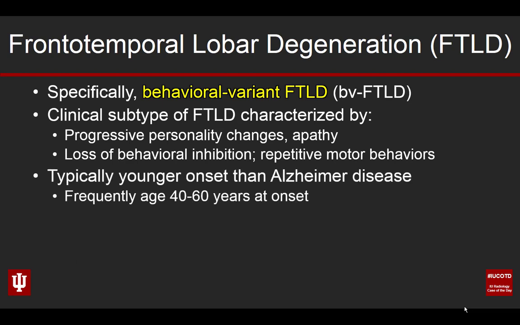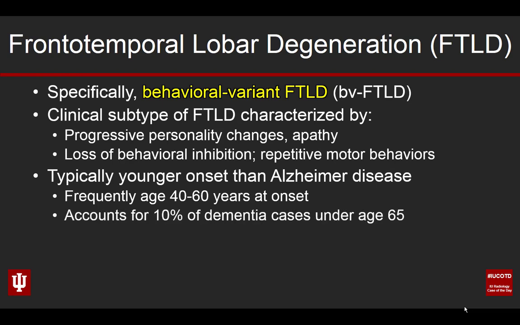Typically, these patients will present younger than Alzheimer's disease patients. Frequently, these are in the age 40 to 60 range. It gets a little bit more tricky once you get into the 60s, the mid-60s, because then clinically there's some overlap with Alzheimer's disease. Alzheimer's patients certainly can have personality changes, apathy, and even some of the behavioral inhibition as well, but not quite to the degree, not as classic as you have with frontotemporal lobar degeneration. So just keep in mind it may be a younger age of onset than we typically associate with Alzheimer's disease. And it's thought to account for about 10% of early onset dementia, or dementias that manifest before age 65.